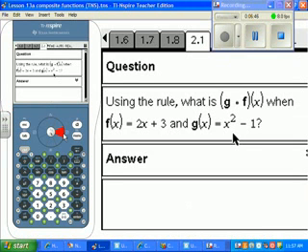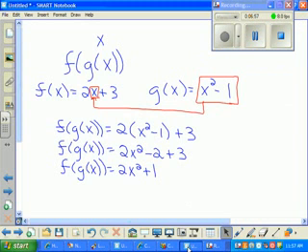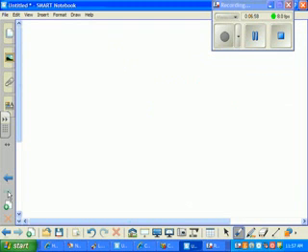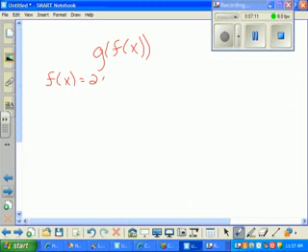Okay. So, what we just found was f of g of x, correct? Now what I want to find is g of f of x. So, if I'm looking for g of f of x this time, what's eating what? G is eating f of x. Good. All right, so here are my two functions.